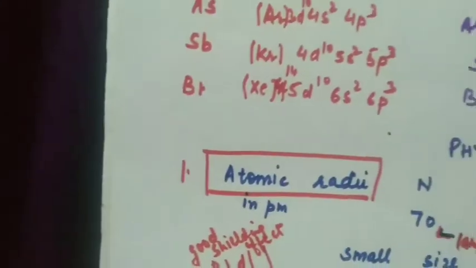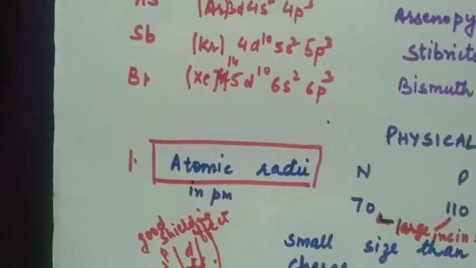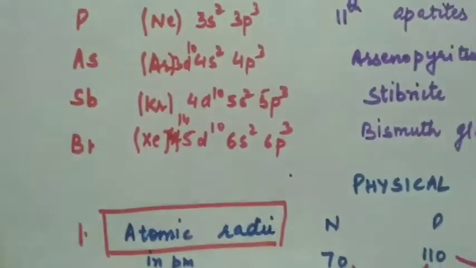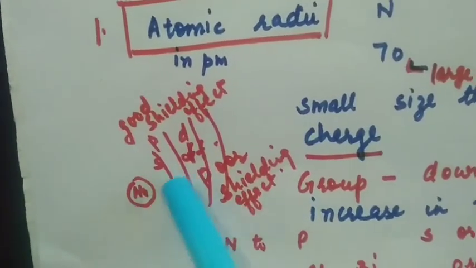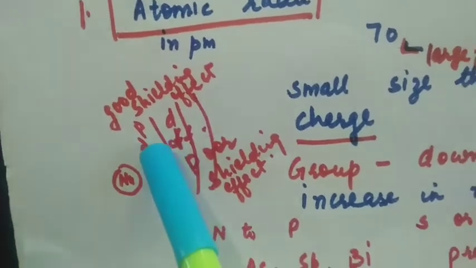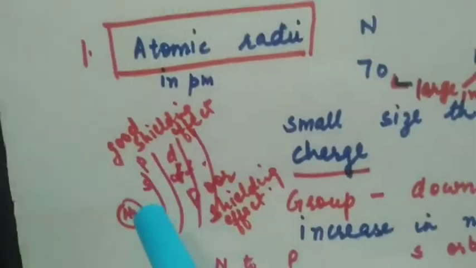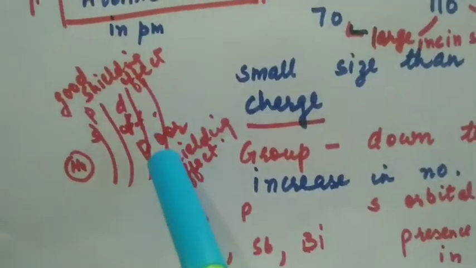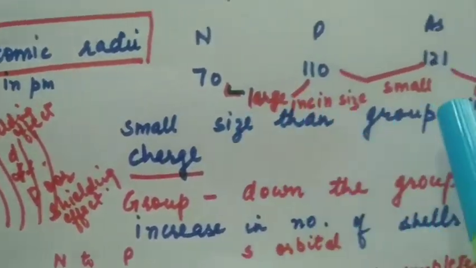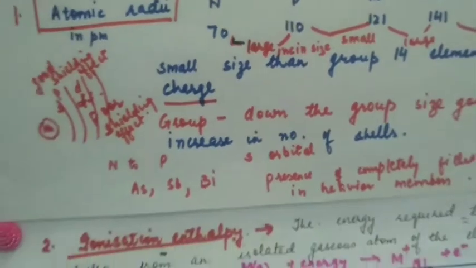What is shielding effect? The inner electrons protect the outer valence electrons from the hold of the nucleus. Now, as S and P have good shielding effect, the difference in size is greater. D and F have poor shielding effect, so the difference in size is small.